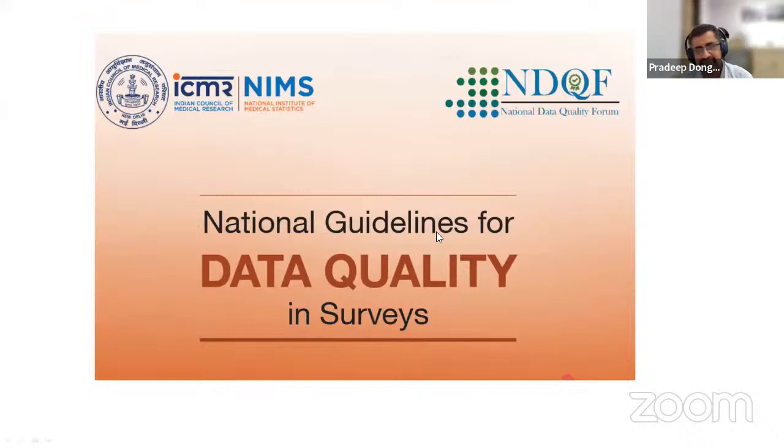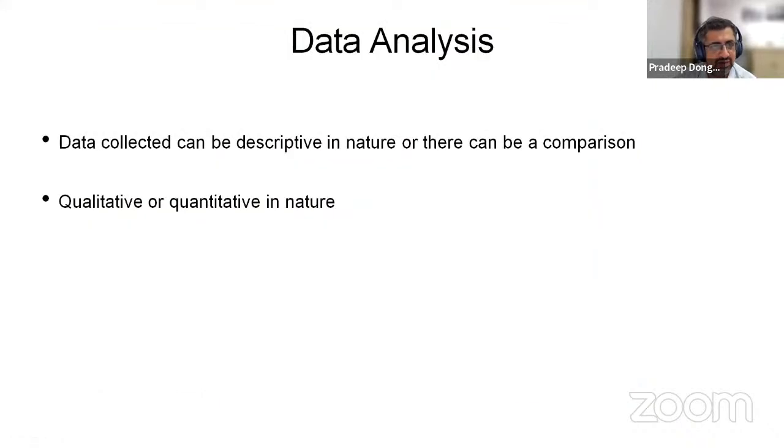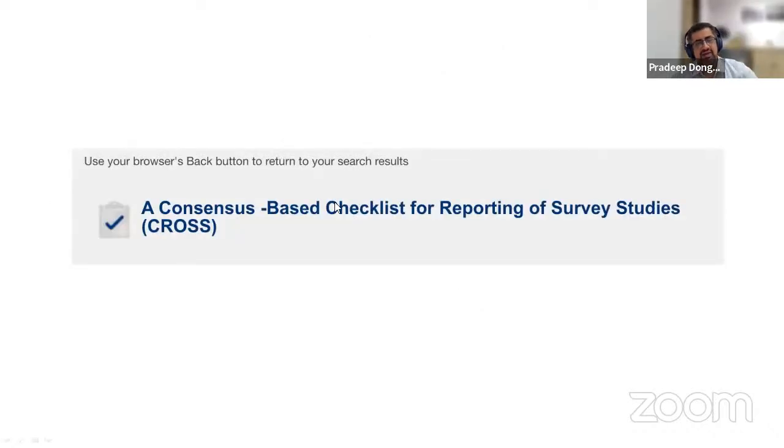So now, a small note on data and analysis. I'm not going to go into the depths of it. It's not a part of this talk, but there are guidelines for data quality in surveys. It's always better to have a look at that if you have some doubt. And again, data can be descriptive, qualitative, quantitative. So there are various kinds of data that you can get from your survey, so your analysis has to be based on that.